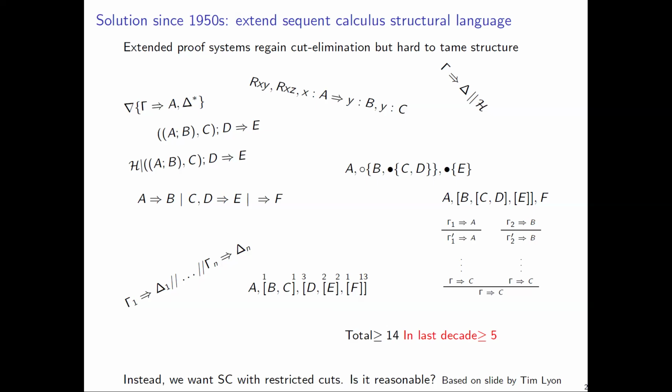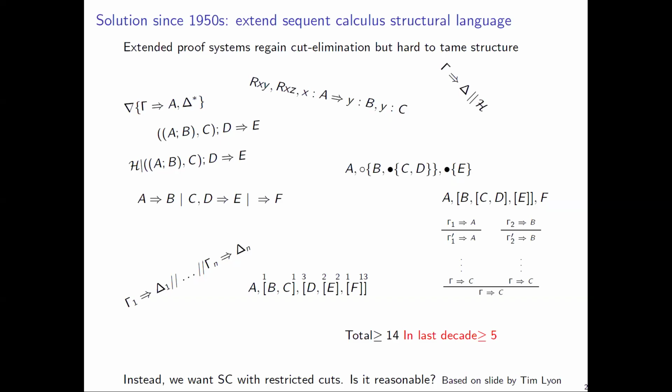So this program has been vastly successful. We've captured lots of logics with cut-free systems. We proved things about logics using these systems. So, sort of complementing that, what I want to do is talk about whether we could have stayed with the sequent calculus but restricted the cuts.